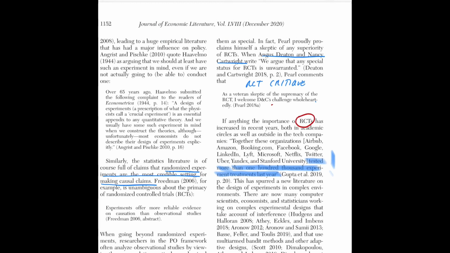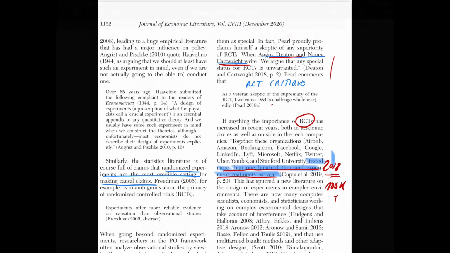Here, the RCT is once again highlighted, having the Deaton-Cartwright critique in mind, right? So nevertheless, RCTs are the relatively best, and more than 100,000 experiments were conducted in 2018 by the tech companies, right? So more than 100,000. Just to make clear that the RCTs have become very, very popular since big data are available.